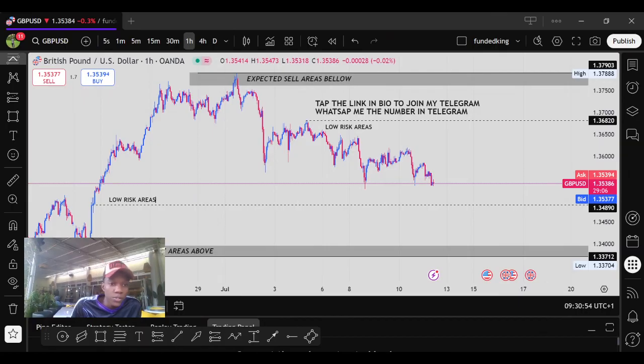Any questions? Where is the sell limit? Let us now wait to see the confirmations. Let's see how things go. What is KYC?